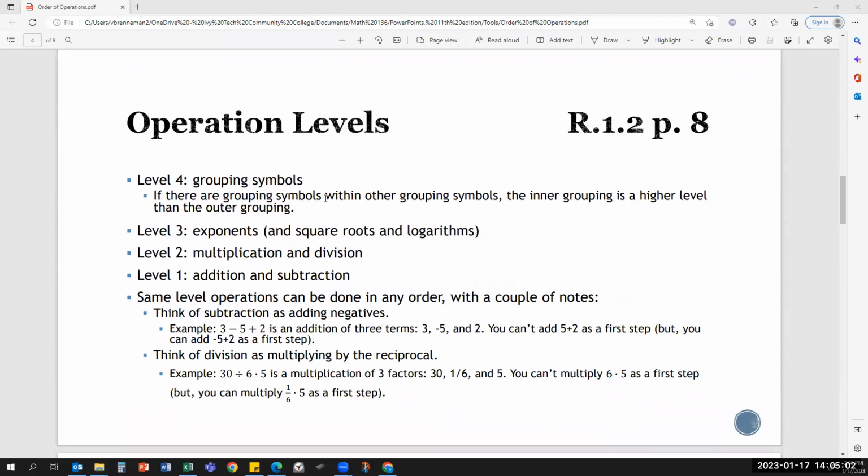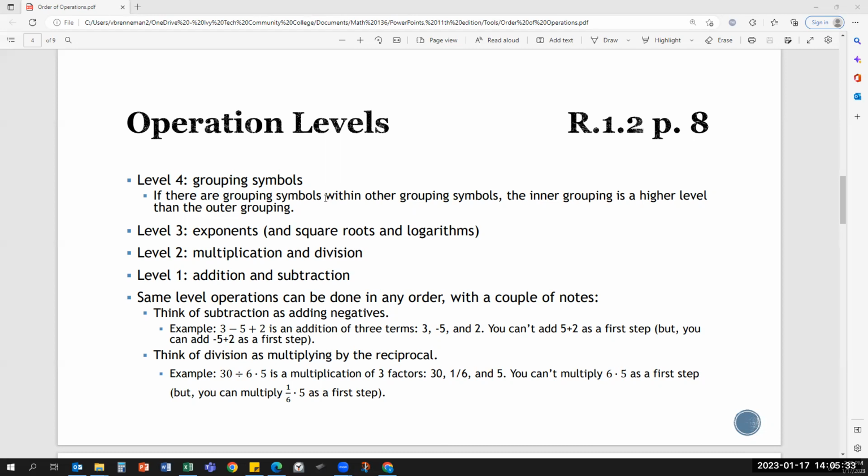So we have these levels of operations. The highest level, the first level that would be calculated, is grouping symbols. If there are grouping symbols inside of other grouping symbols, you work your way from the innermost grouping to the outermost grouping. If there are multiple grouping symbols surrounding a calculation, that's adding levels, making it a higher level. Then we have the operation levels below that.